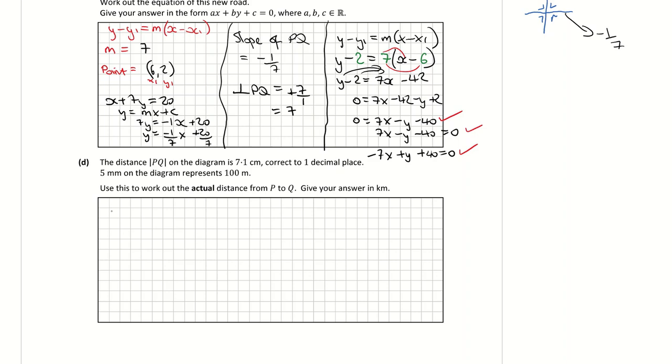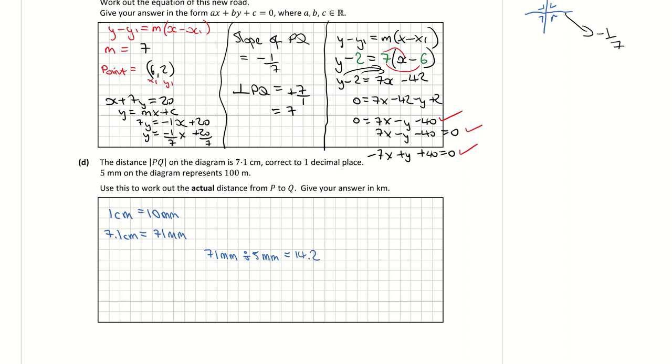So I'm just going to recap some pieces of information here. 1 centimeter we know is equal to 10 millimeters. So in the question here, they've given us a distance of 7.1 centimeters. So turning 7.1 centimeters into millimeters, I multiply it by 10. So it's the same as 71 millimeters. Now they tell us that the distance on the map of 5 millimeters represents 100 meters. So I basically just need to take the total distance on my map, 71 millimeters, divide that by 5 millimeters, and that's given me 14.2.